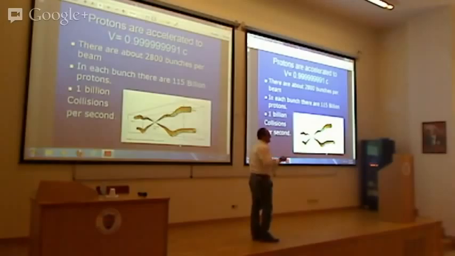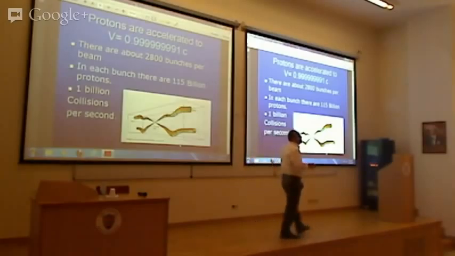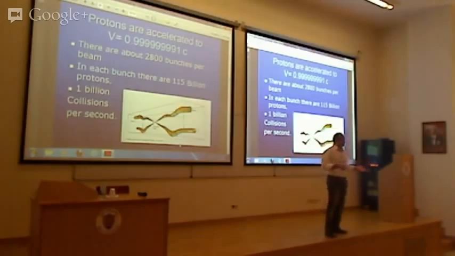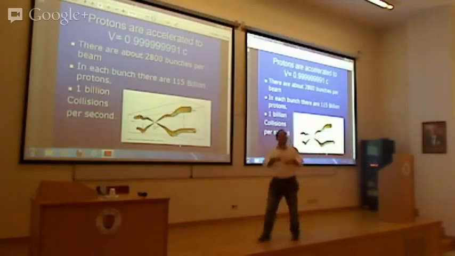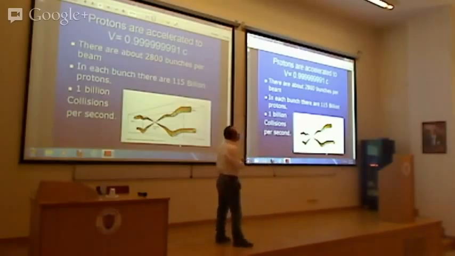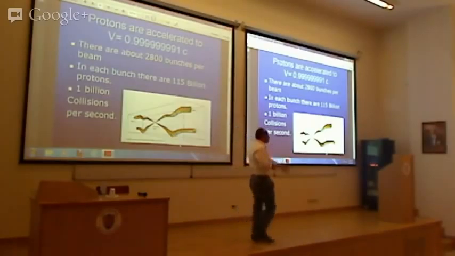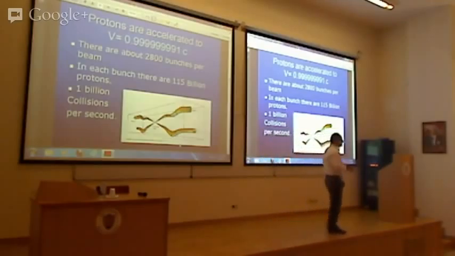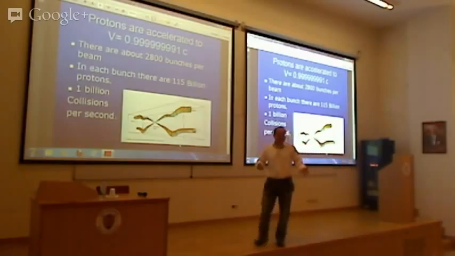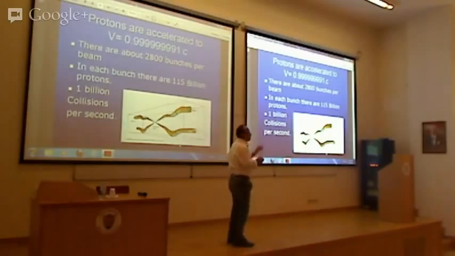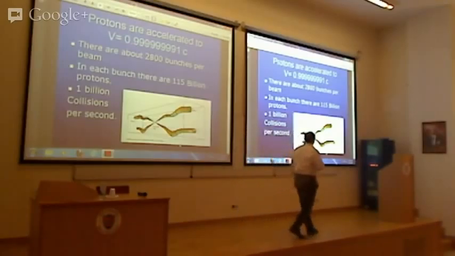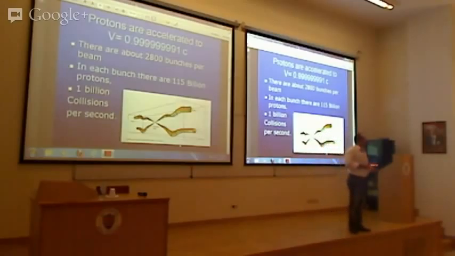They collide at these points. Most of them miss each other. Only 20 of them collide. Then they circulate so many times that you get lots of collisions, 1 billion collisions per second. You must ask, why do they collide this much? Take one collision, and then live with it. It turns out it will give you no information, as I always say. So you need lots of collisions, and they have collided about 25 times 10 to the power 14 collisions.